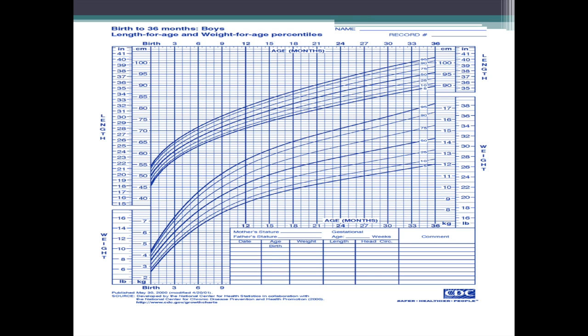As long as a child stays on their own growth line, they're fine. It doesn't matter if they're in the 5th percentile. Remember, apples fall under the apple tree. So if you have a parent who is 4'11" and the other parent is 5'2", you don't expect a giant child. But we have to watch this, and when we talk about failure to thrive, this is going to come into play again.